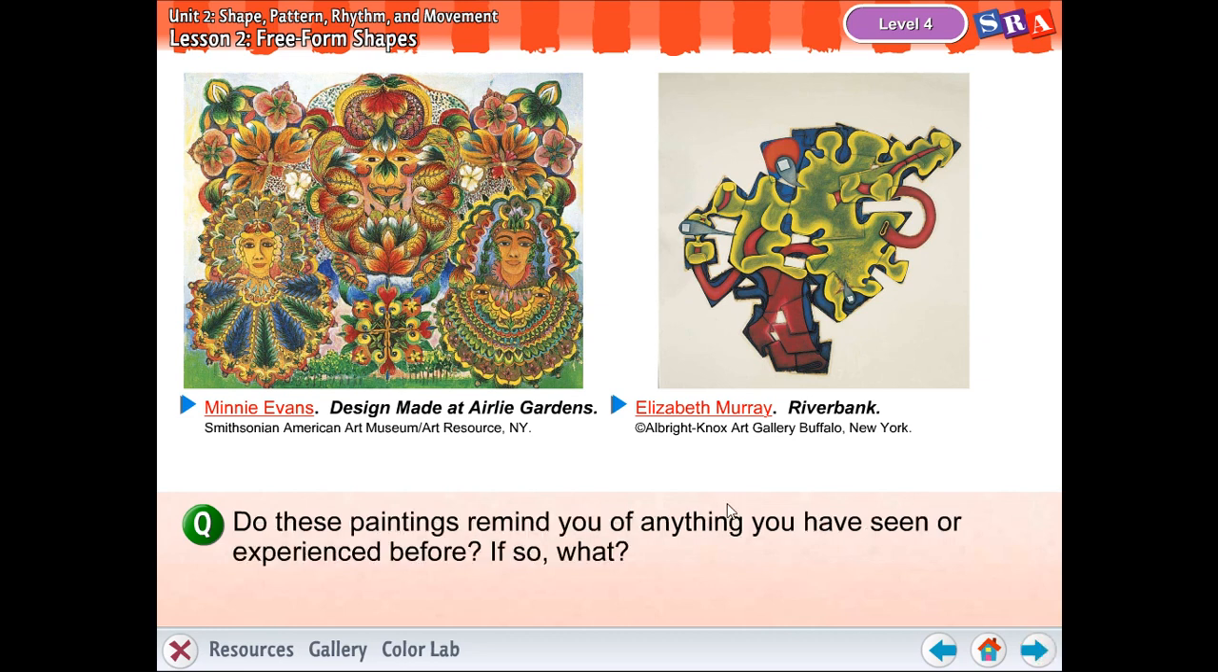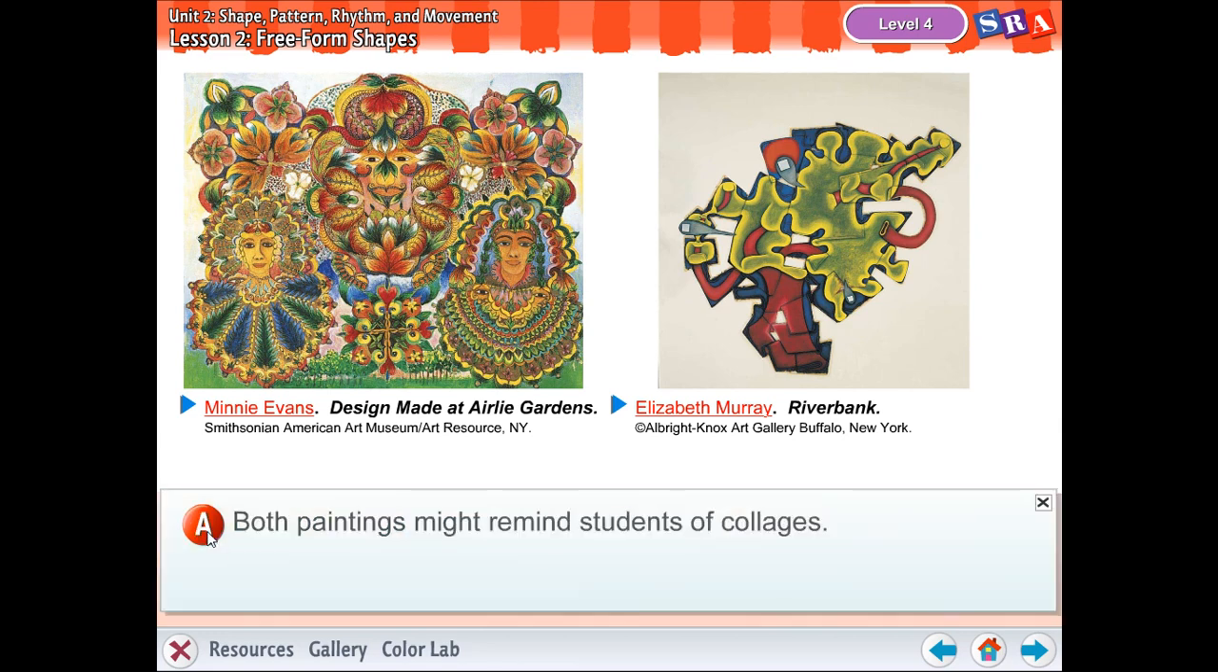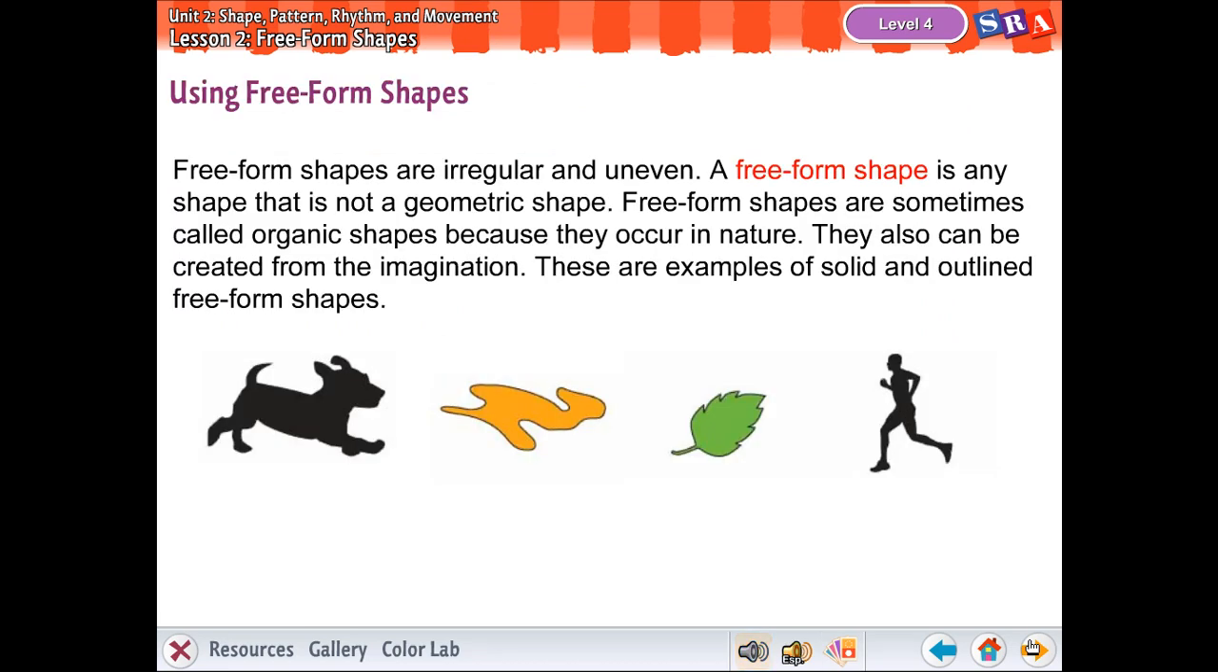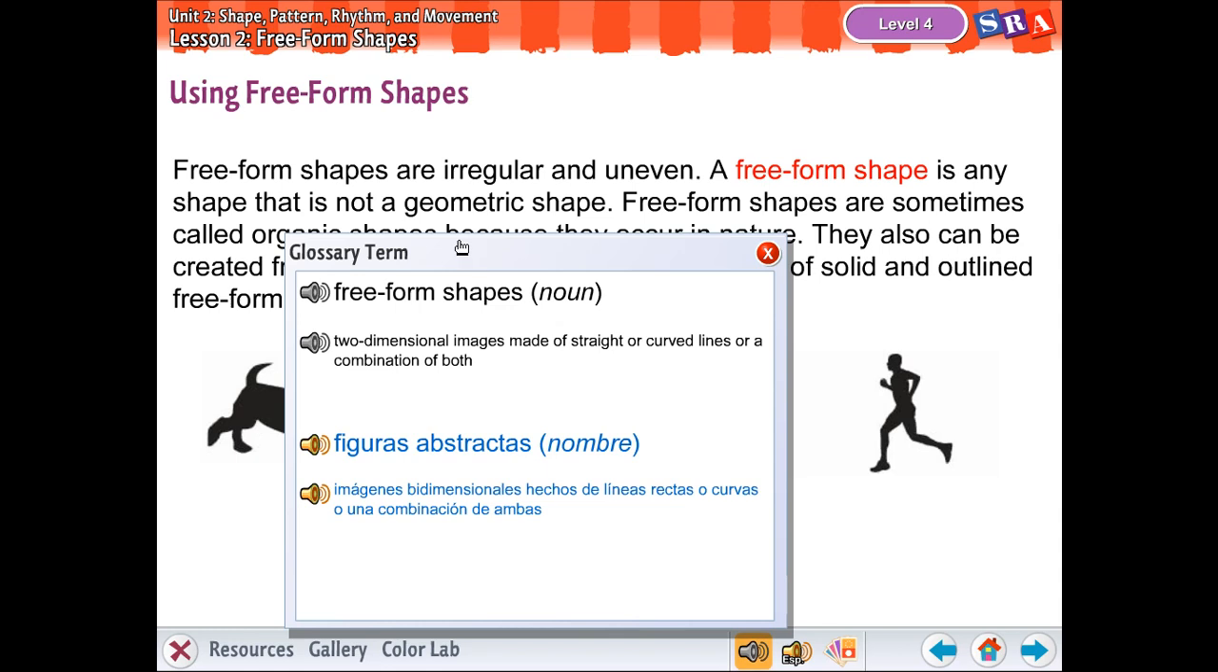Do these paintings remind you of anything you've seen before, experienced? Both paintings might remind you of collages, collages that you have made in the past where you cut things out and glued them down. They don't really have any rhyme or reason. I don't know. So let's look at this real quick. Using freeform shapes. Freeform shapes are irregular and uneven. Freeform shapes.